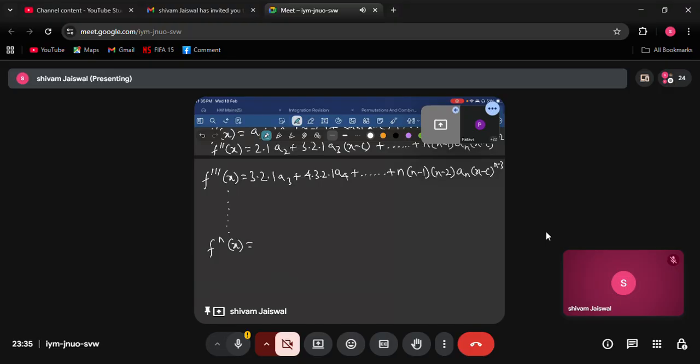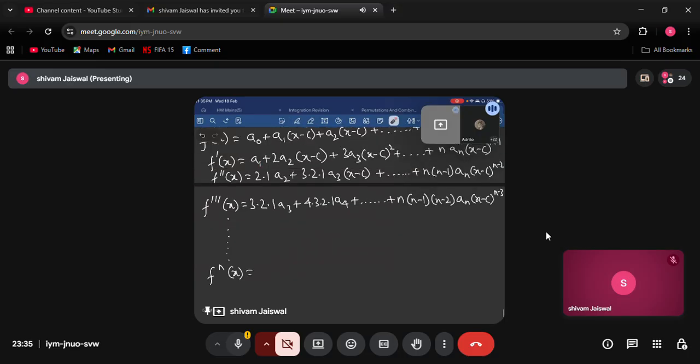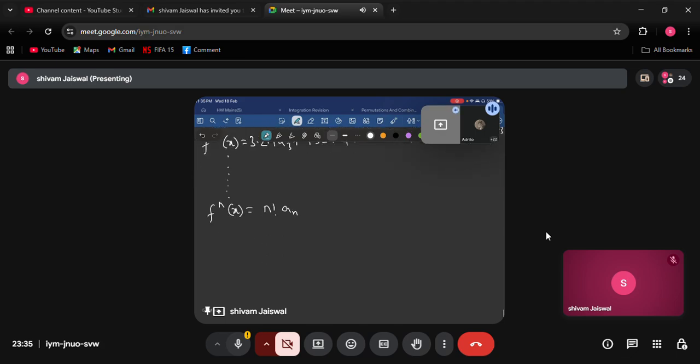If I keep on differentiating it like this, what will I get for f n x? All of them will get cancelled, right? Only the last term will remain. And what will be the last term? N factorial into a n. Are you people getting? Yes or no?